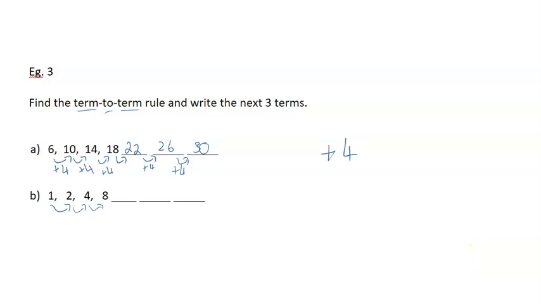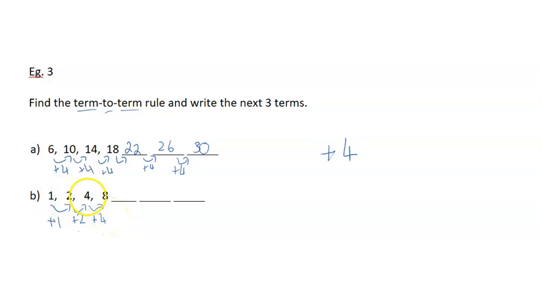Looking at the term to term for the next one, we go straight to looking at the difference. So that's +1, +2, +4. Okay, so we can't have a term-to-term rule that keeps changing in this case. So we need to consider something else. Is there another pattern that we see there?